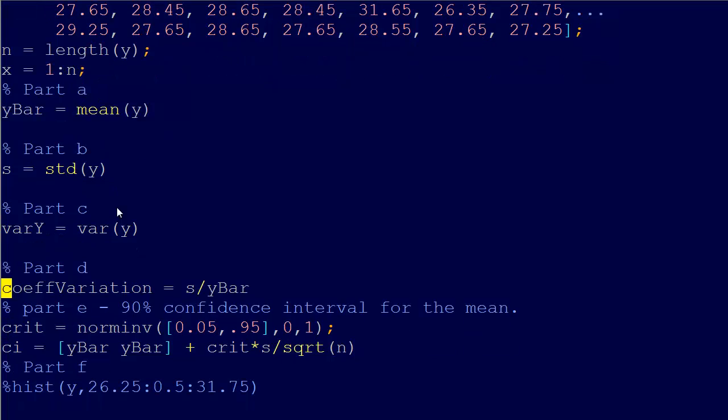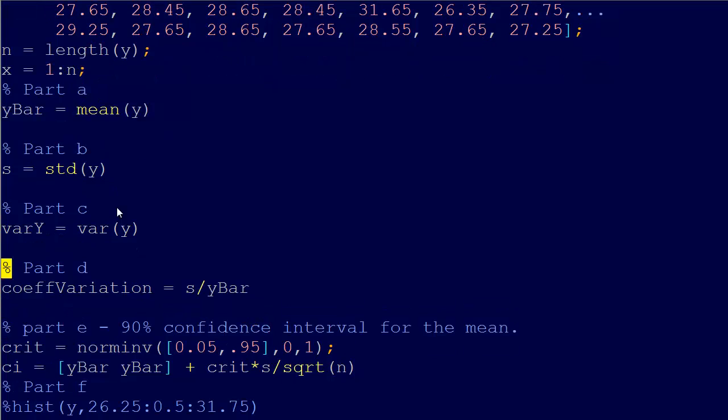Next, it asks us to find the coefficient of variation. We didn't really talk about it a lot, but it's listed on page 443 of the book. It's just equal to the standard deviation divided by the mean. So just put that in here, and that's all we have to do to compute the coefficient of variation.